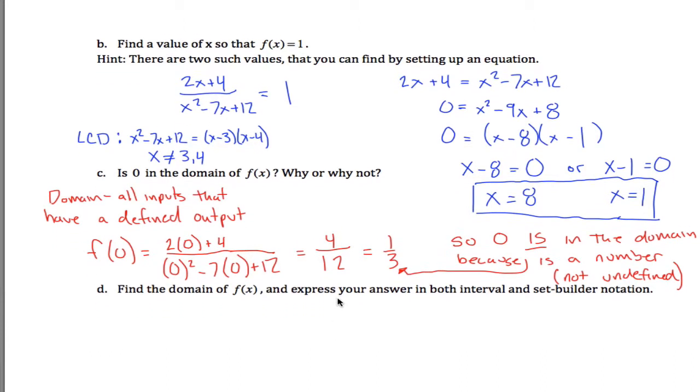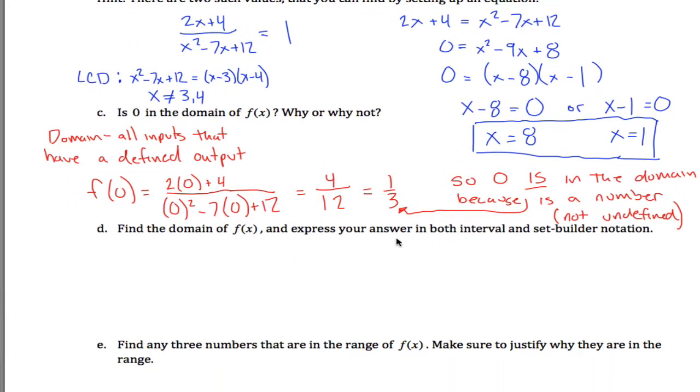Find the domain of f of x and express your answer in both interval and set builder notation. All right. So to figure out the domain, we have to make sure we don't divide by 0. So we have to make sure that the denominator, this x squared minus 7x plus 12, is not equal to 0. And we can solve that. Actually, I think we already did solve that up here.